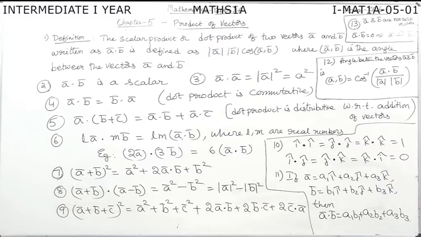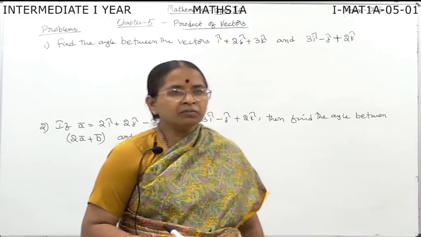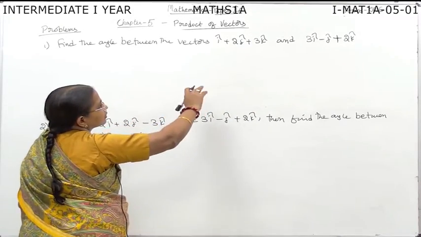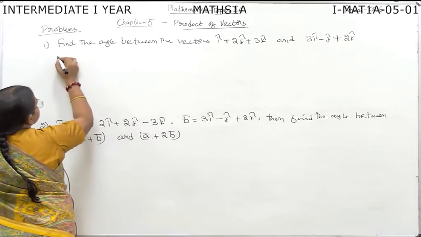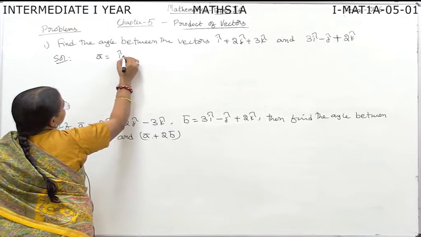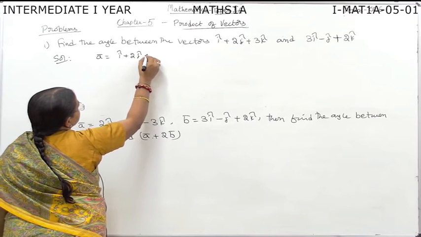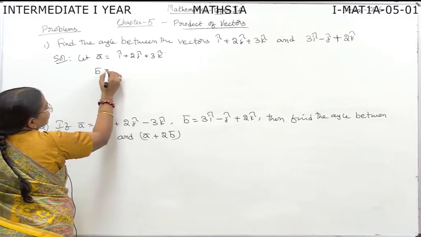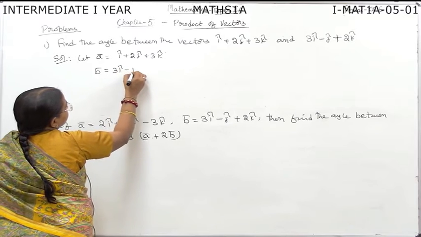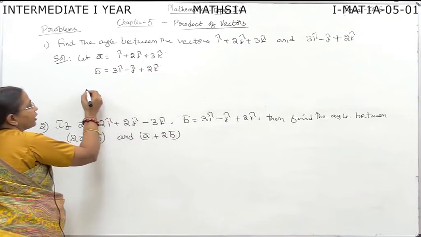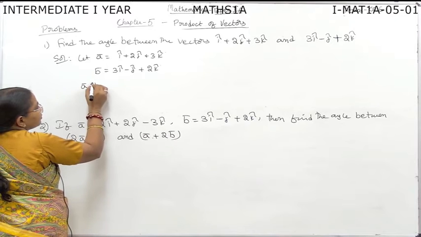Now, just copy, we'll try a few problems. First problem: find the angle between the vectors. These are the two vectors. So we take the vectors as A and B. A is equal to I plus 2J plus 3K. Next, B is equal to the second vector. We have the formula for the angle between the vectors as cos inverse of A dot B by mod A mod B. So first we'll find A dot B.